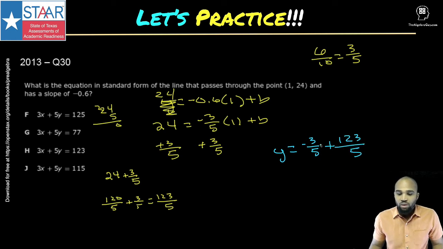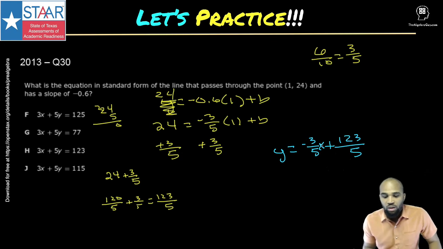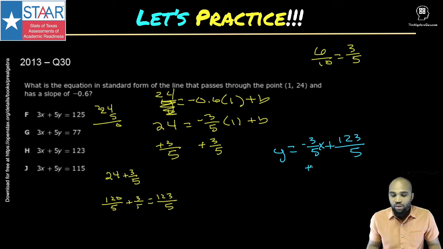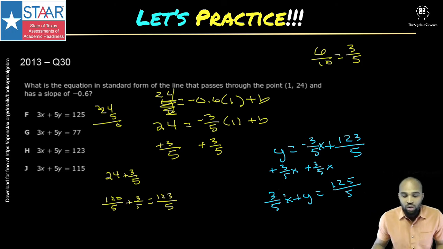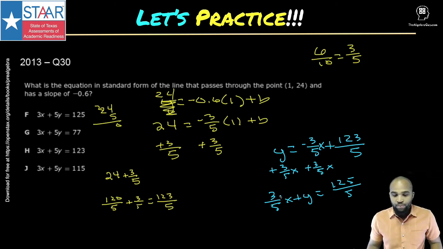I need to get this in, oh, that's x there. I need to get this in standard form. So I'm going to add 3/5 x to both sides. And now that leaves me 3/5 x plus y equals 123 over 5. Now, you know we can't have this fraction there. So after this point, this is not going to work. We need to get these to integers, a positive integer. So multiplying by 5 would do the trick. So we're going to multiply all this by 5 and all this by 5.